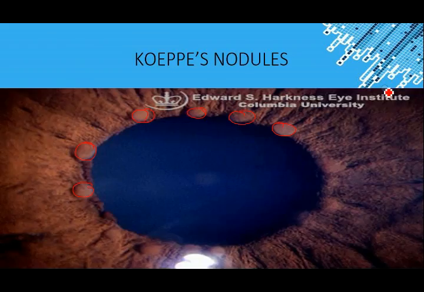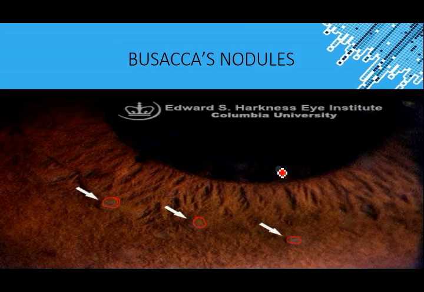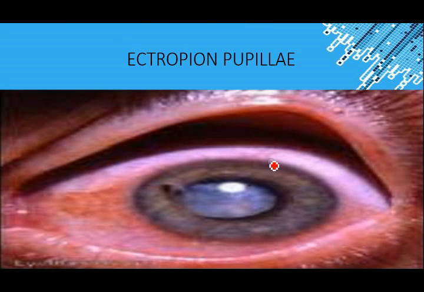Okay, so that is important. Next, ectropion pupillae and occlusio pupillae are important. Ectropion is eversion of the pupillary margin. There's a picture, I think. Yeah, as you can see, it's everted out.